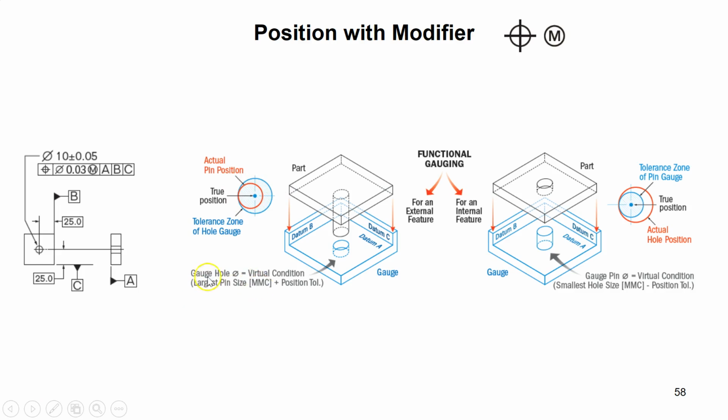the hole. Right, so you see it says the gauge hole diameter is equal to the largest size of the pin plus the positional tolerance.